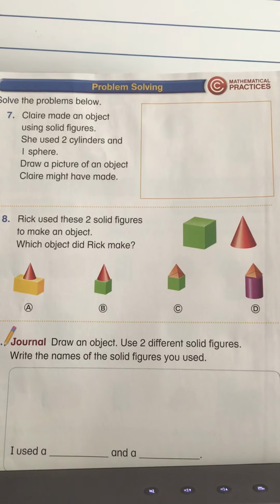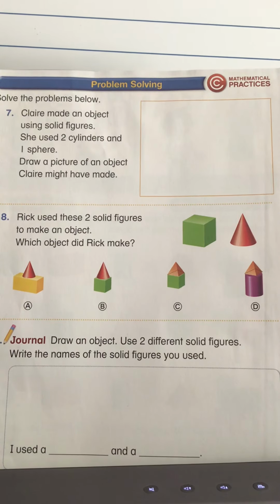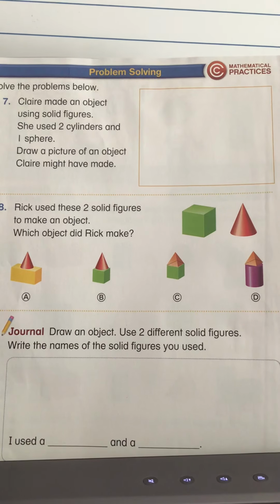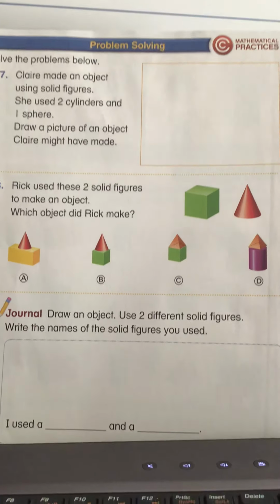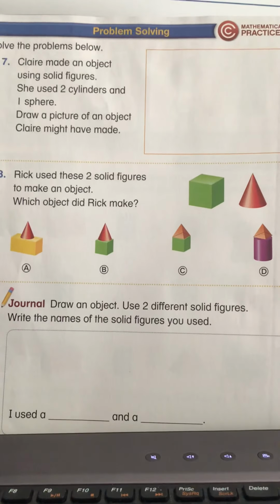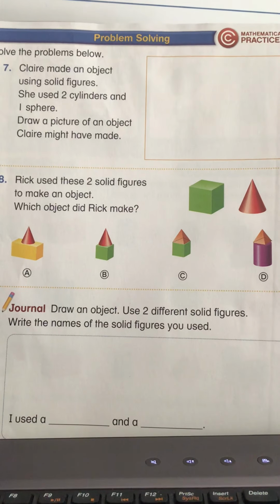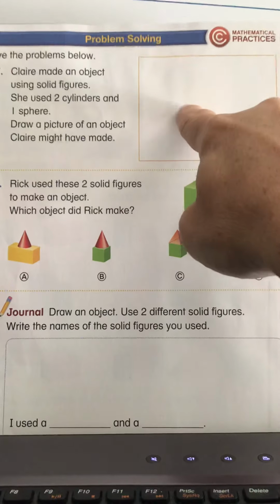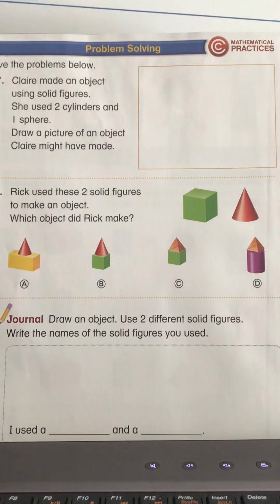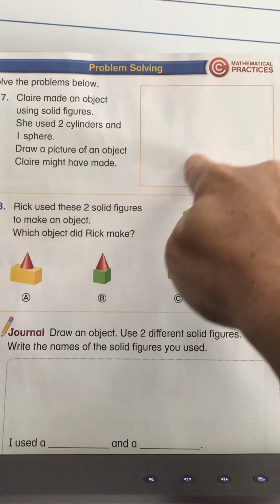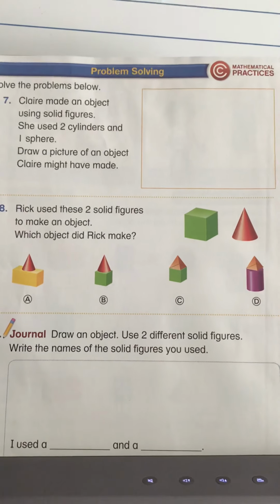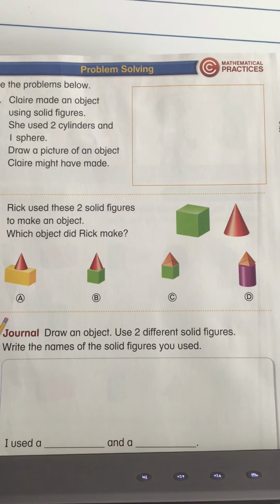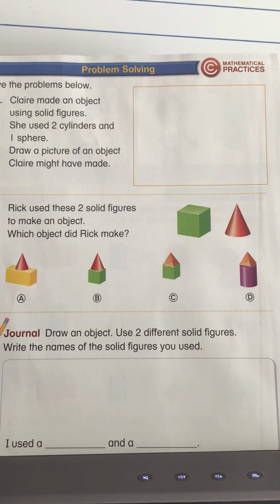It says, Claire made an object using solid figures. She used 2 cylinders and 1 sphere. Draw a picture of an object Claire might have made. So your picture here, you can make it look how you want, but it has to have 2 cylinders and 1 sphere. So maybe you want to stack the cylinders and put the sphere on the top. Maybe you want to have a cylinder and then a sphere in the middle and another cylinder. It is up to you. You can decide how you want to arrange 2 cylinders and 1 sphere.